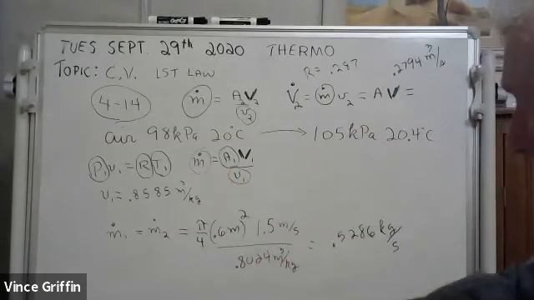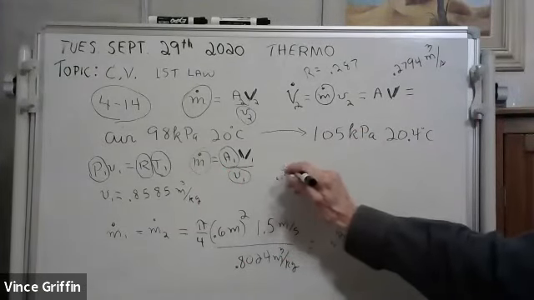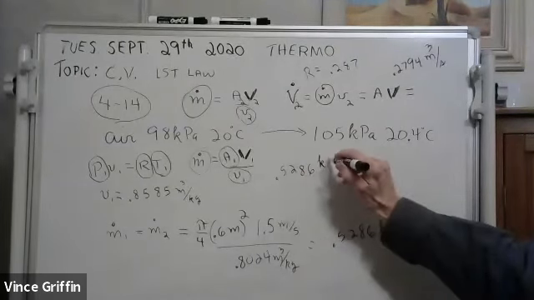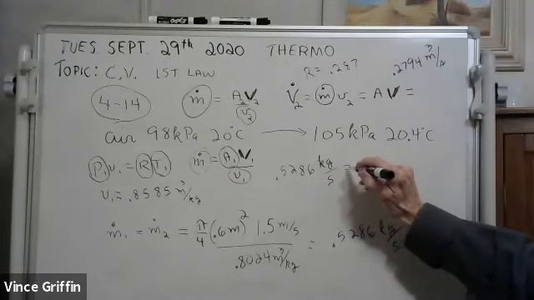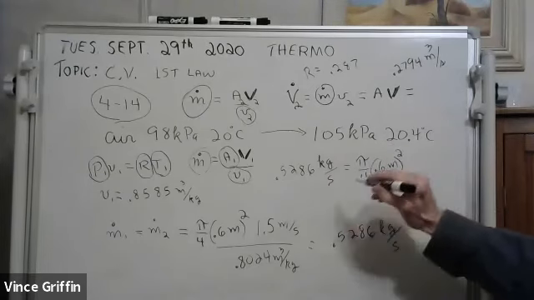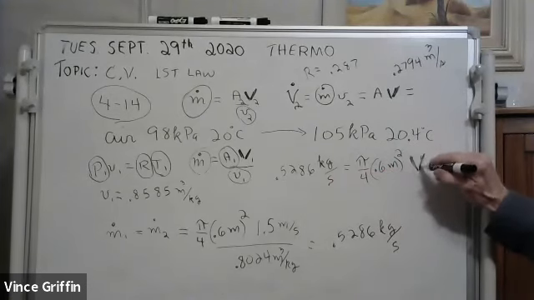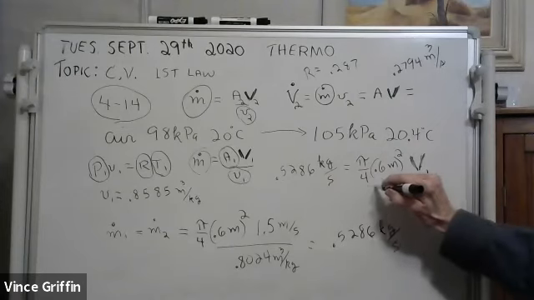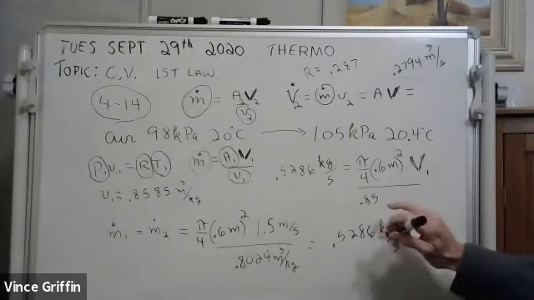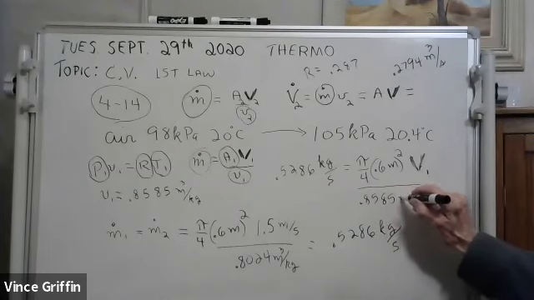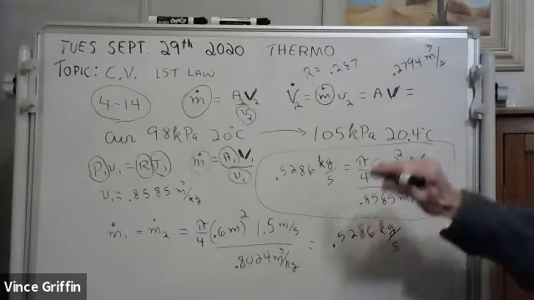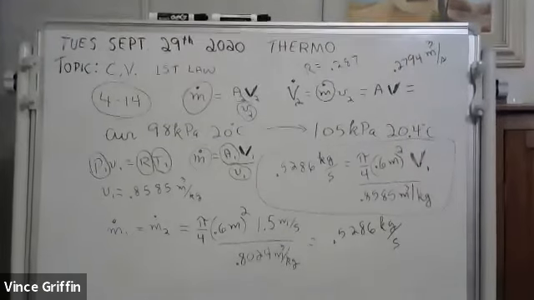Now I know the m dot, it is 0.5286 kilograms per second. The area is pi over 4.6 meters squared. We're solving for the incoming velocity. And it's 0.85 cubic meters per kilogram. Okay, here's this lovely equation. We're going to solve for the velocity coming in. Go for it.